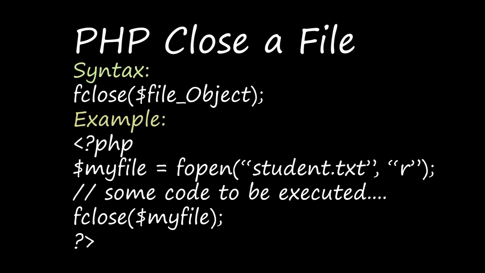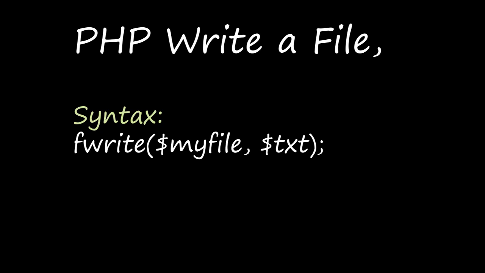And the last one is PHP write a file. This fwrite function is used to write to a file, right? And the syntax for this is fwrite, inside the bracket $myfile, comma, $text, and this line also will end with a semicolon, right?